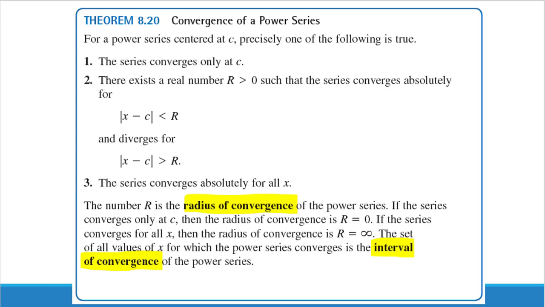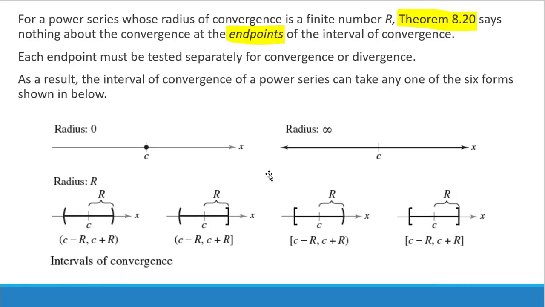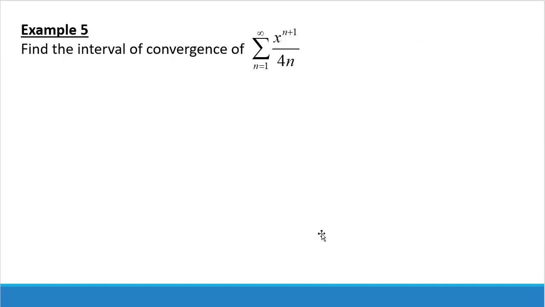You can have a radius of 0, a radius of infinity, or you can have something in between. Basically, the idea behind this is you have to check the endpoints. We'll go through a few examples where I go through checking the endpoints, and I'll show you what that all means. This is very typical of a problem that you'd see on a typical AP exam.